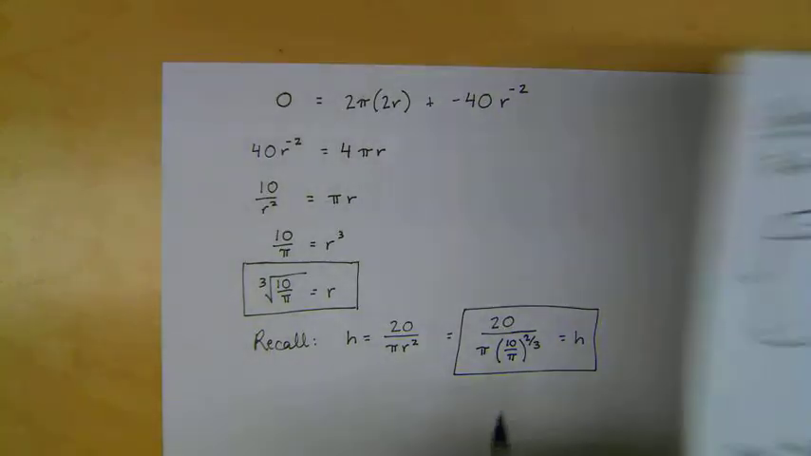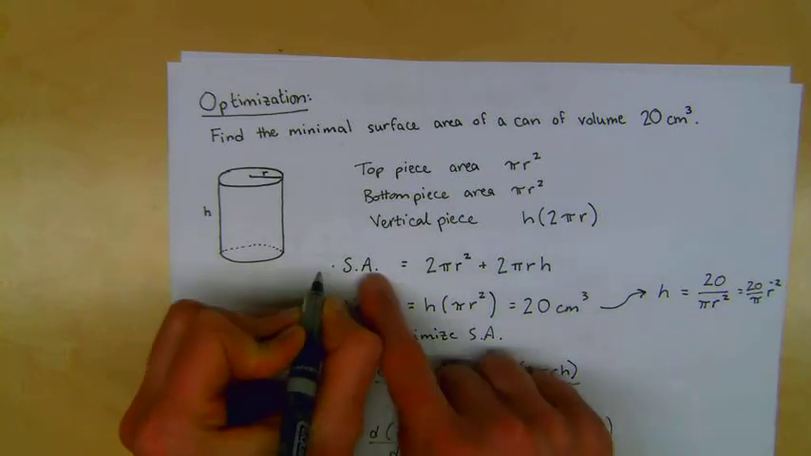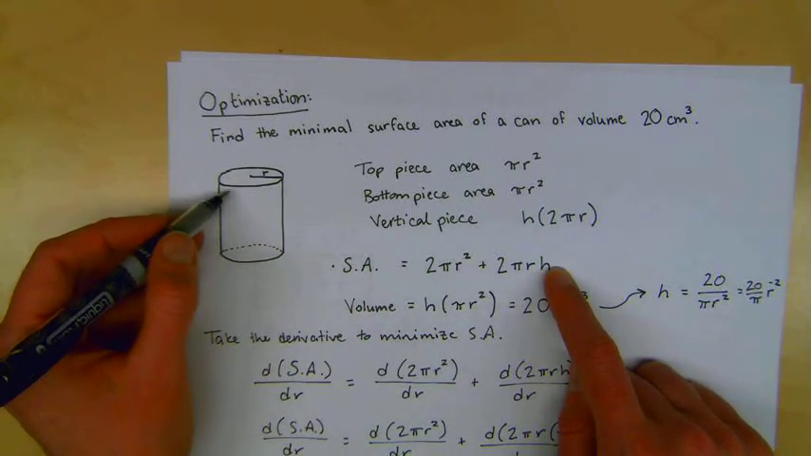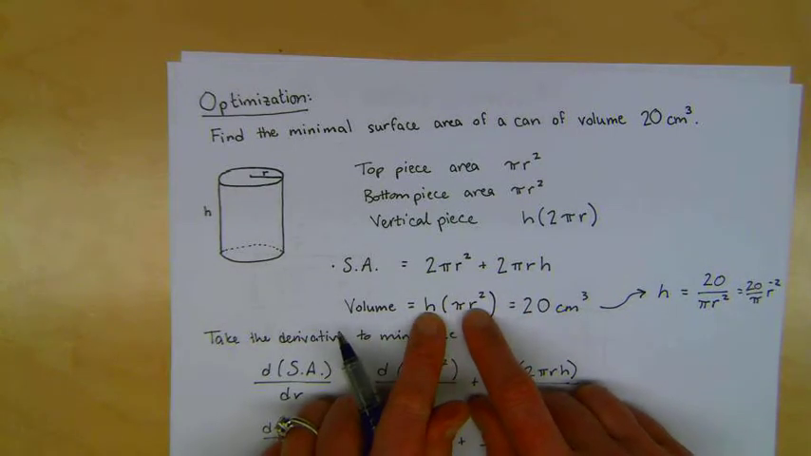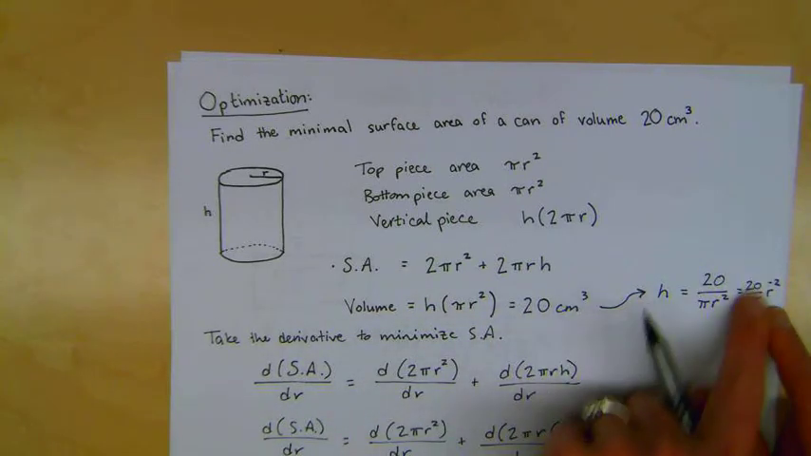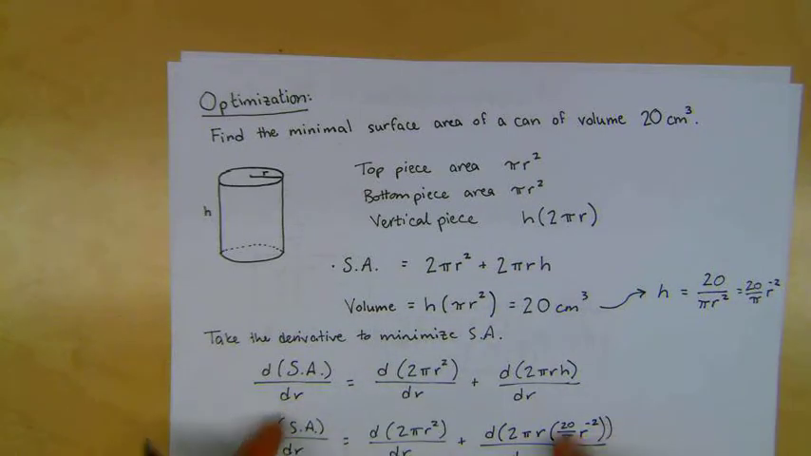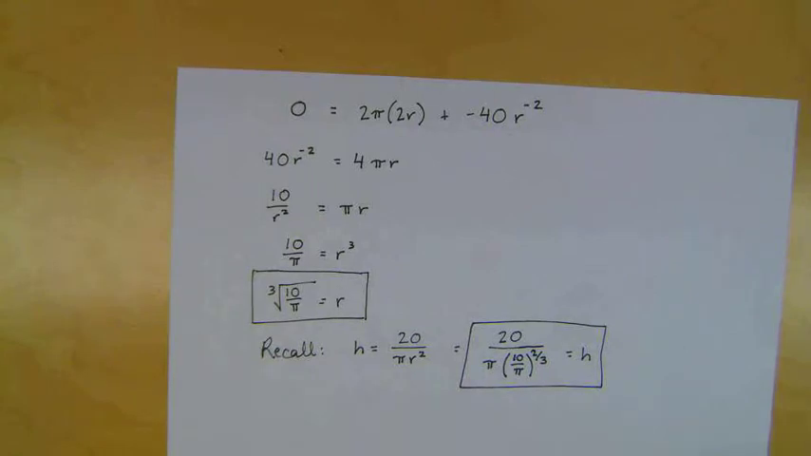So looking back on this problem, what did we do for this optimization? 1, we came up with an equation for surface area that we were going to minimize. 2, we came up with a second equation that relates h and r, our two variables, so that we could solve one of them. And we plugged that solved variable into our surface area equation, took the derivative, set it equal to 0, and solved for each of our variables.